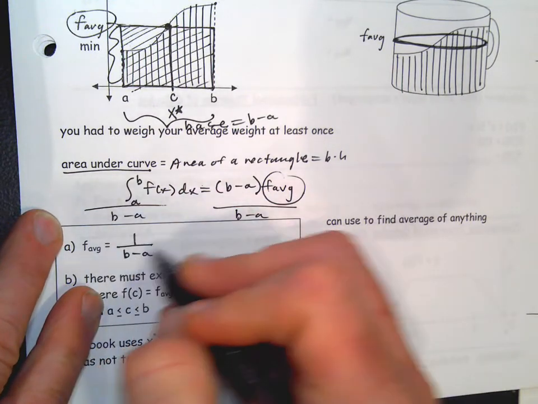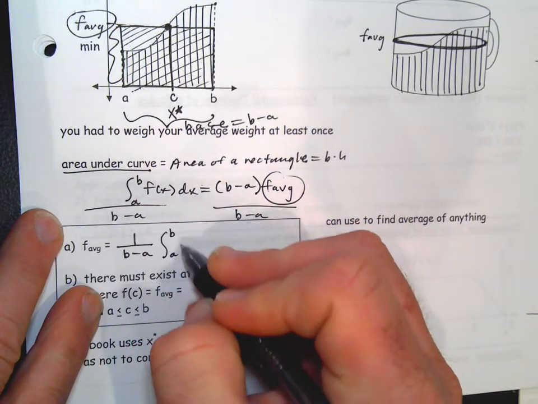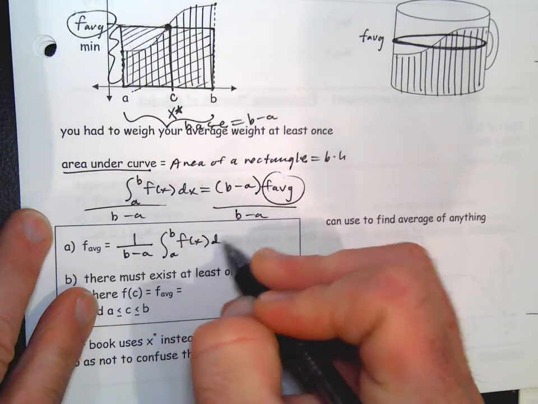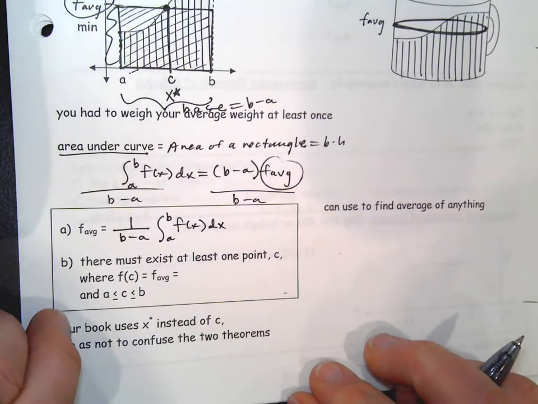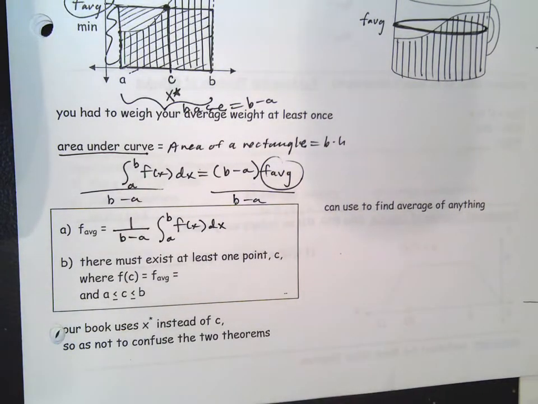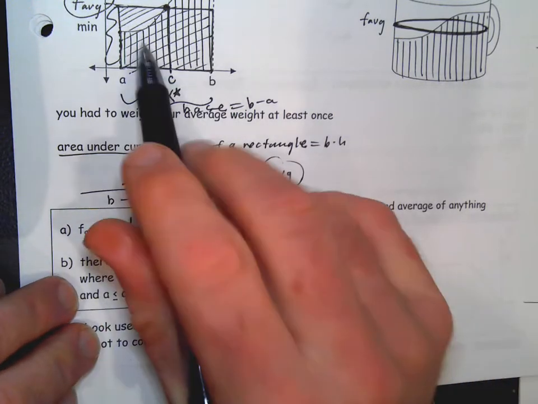It's 1 over b minus a, integrate a to b of the function dx. I personally wouldn't memorize it because I guarantee you'll mess it up. Back when I was teaching this the first year, I kept messing up because I tried to memorize it. I kept confusing it with the fundamental theorem of calculus, which it kind of looks like, but it has nothing to do with it. I just think always go back to this idea.